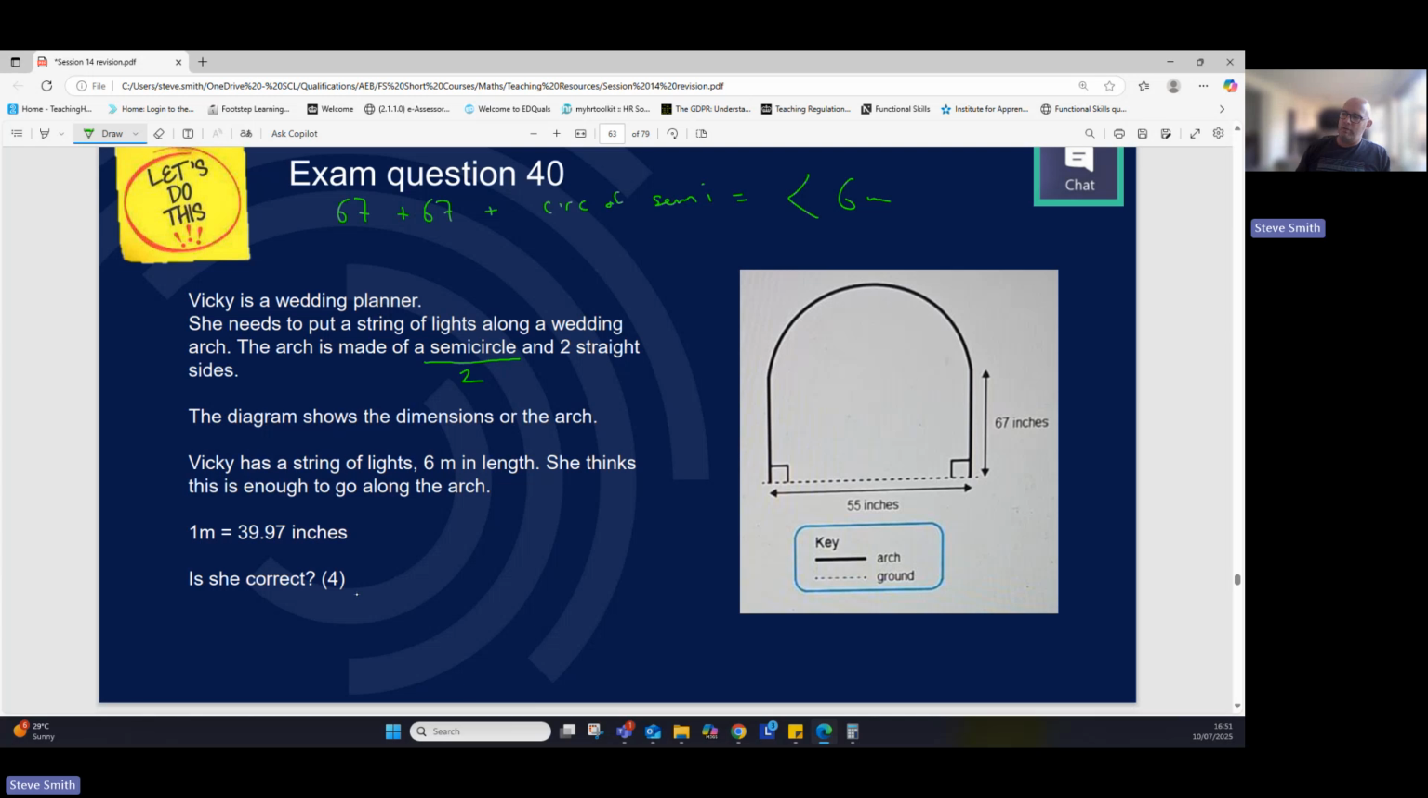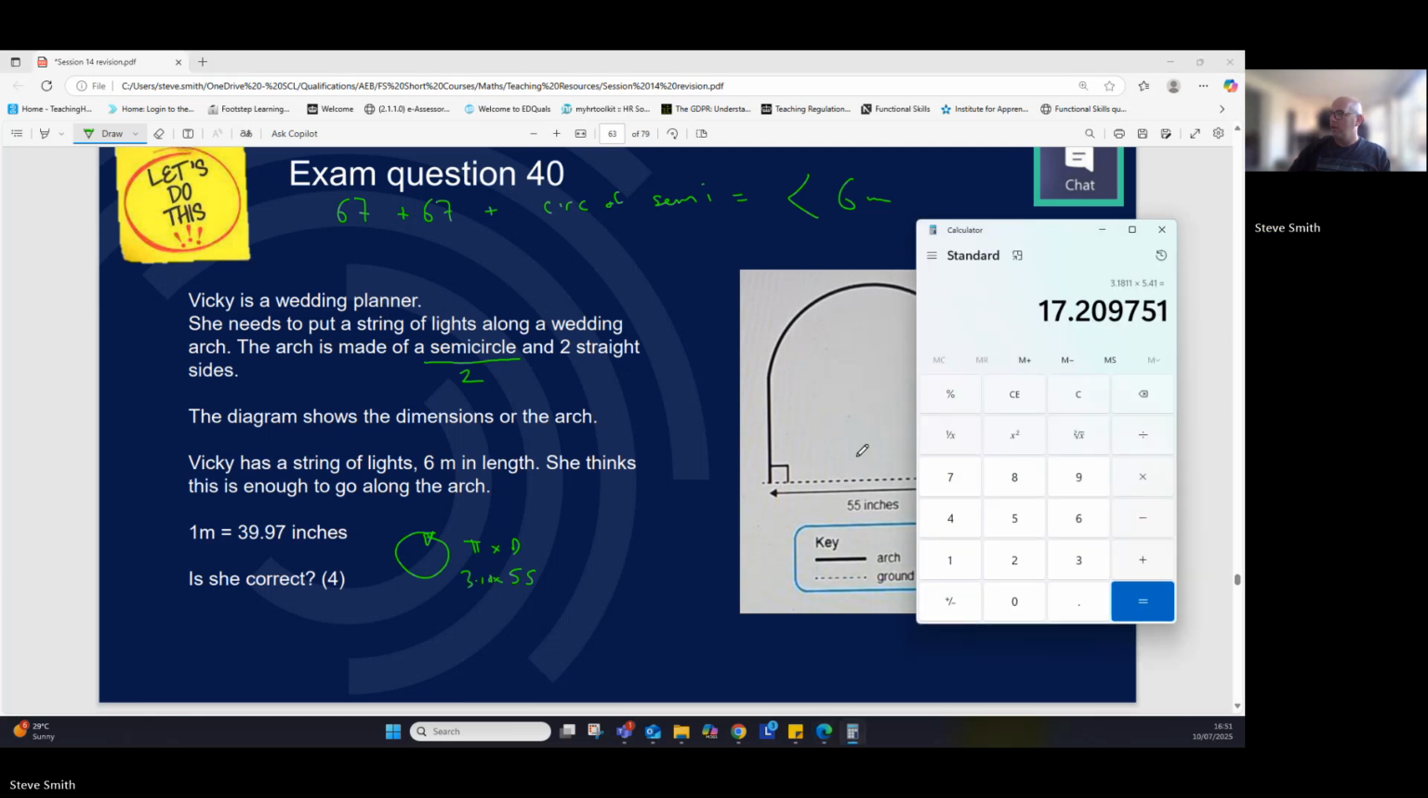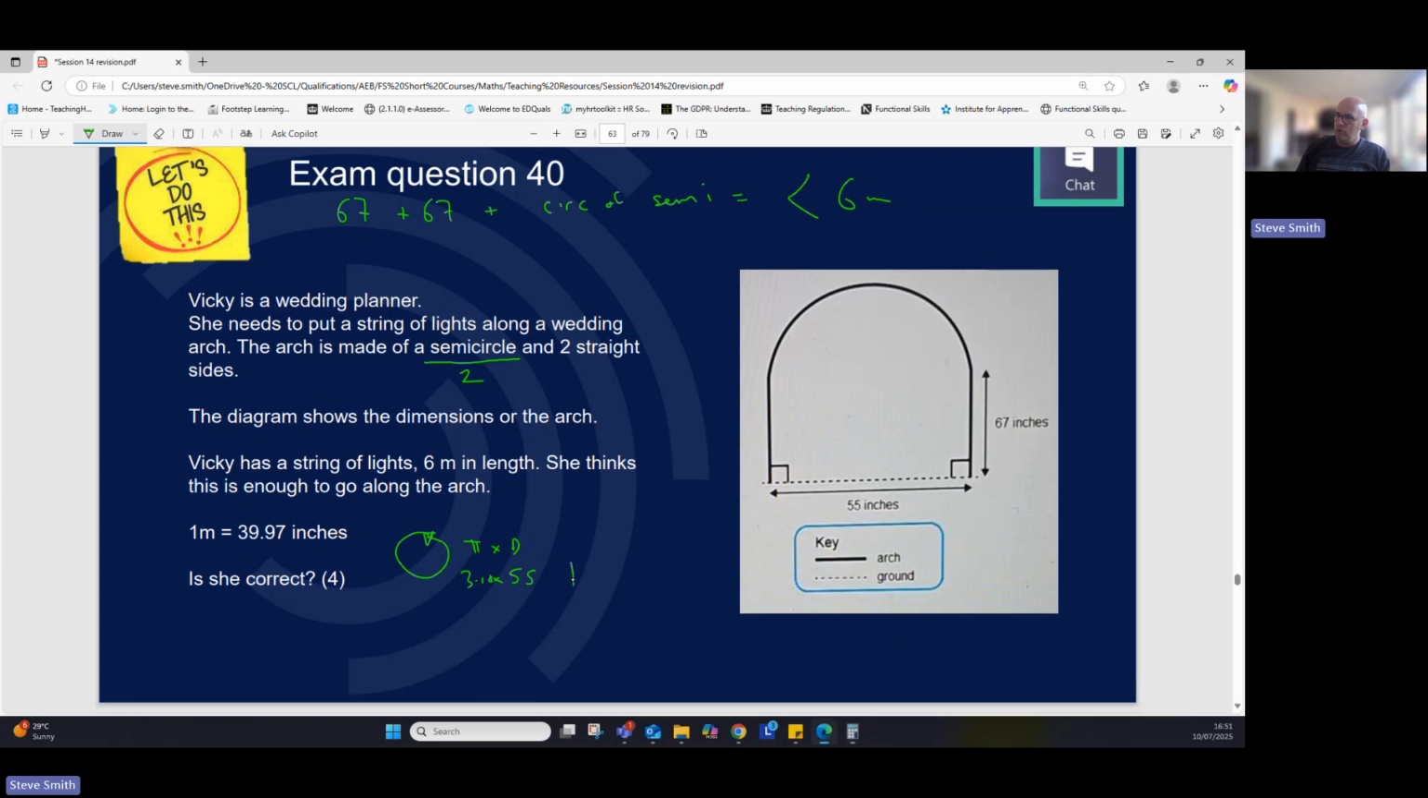So the circumference of a circle: we're going to go pi times diameter. It's given us a diameter at the bottom. The 2 right angles on each side mean that the lines are going straight up, so whatever it is here, it's the same here. Diameter 55, pi 3.14, multiplied together. 3.14 times 55 equals 172.7. That's not the end of it.